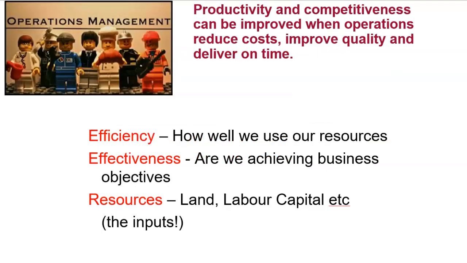So efficiency and effectiveness. When we look at efficiency, this is a rehash, we're talking about how well we use our resources. So we're talking about the operation management system and the productivity of that system. So efficiency is how well we use our resources. Effectiveness is, are we achieving our business objectives, the overall business objectives of the organisation? Are we achieving those, and are we achieving the objectives of the operations manager in running the operations management system? That's the effectiveness. So the two of them link in, and we'll cover that a little bit more shortly.